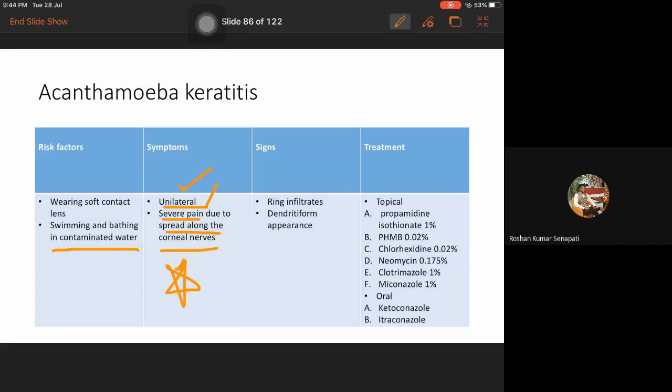They will have very severe pain in comparison to any other infectious keratitis. Then what are the signs? When you look into the cornea, you will have a ring infiltration. Last time we discussed the ring ulcer. You will have a ring ulcer and a dendritic form, though it's not a true dendritic form, it's a pseudodendritic ulcer. Pseudodendritic keratitis.